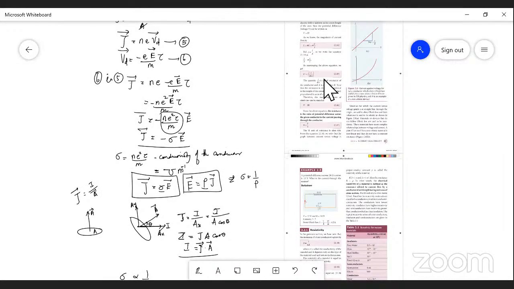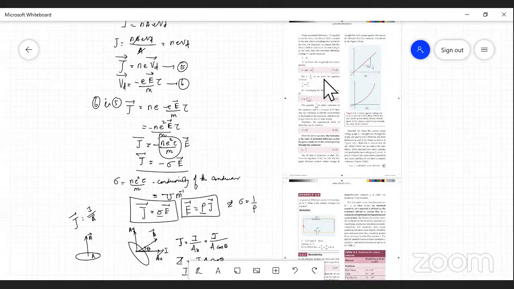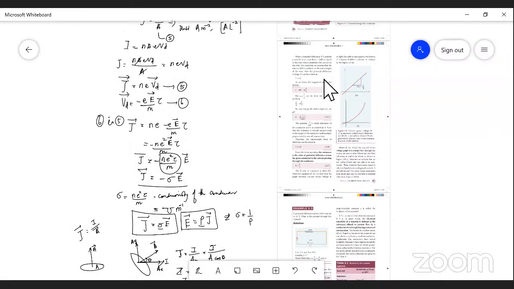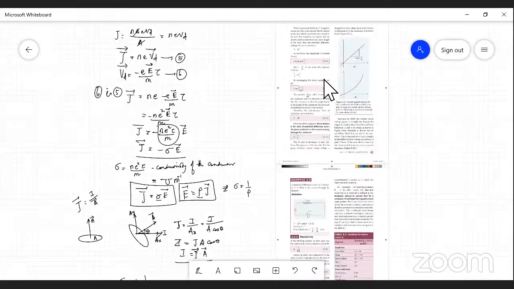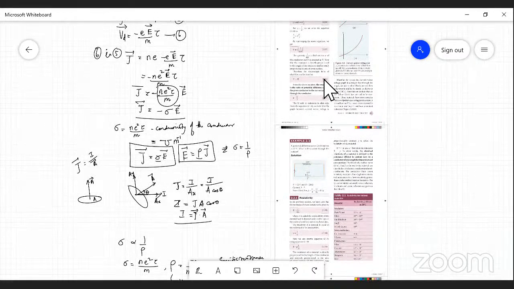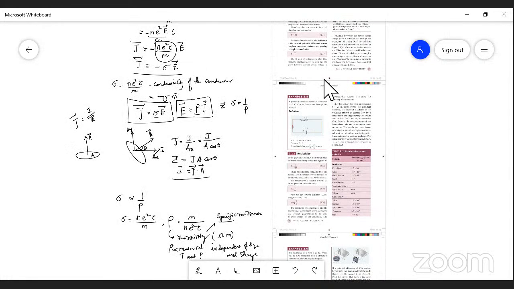And drift velocity v_d vector is nothing but minus of eE by m into tau. On substituting drift velocity and simplifying, you get the expression J vector equals minus of n e square tau by m into E vector. This n e square tau by m is nothing but a constant for a given metallic conductor. We call it conductivity. So J vector equals minus sigma into E vector. And the unit of conductivity is mho per meter. If you look at this expression, there is a negative sign in J vector equals minus sigma into E vector.